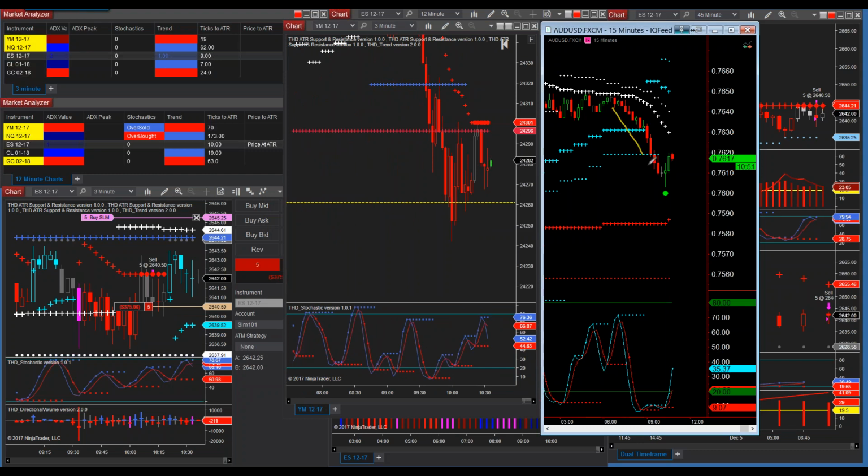Price is making lower lows. Connect the red dots for the lows. There's your trend divergence.